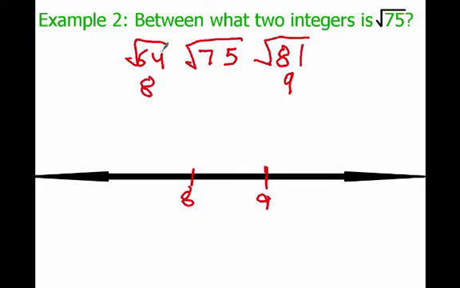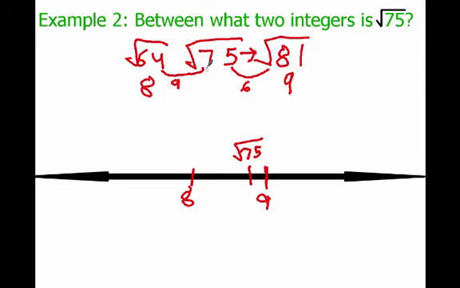Well, 64 to 75, the difference between these two is 9. The difference between these two is 6. So 75 is closer to 81 than it is to 64. So the square root of 75 will be closer to 9 than it is to 8. So I'm going to draw this right here and say that this right here, that is the square root of 75. So we can see that if we are given a number, we can find two perfect squares that it's between, whether or not it's a perfect square.